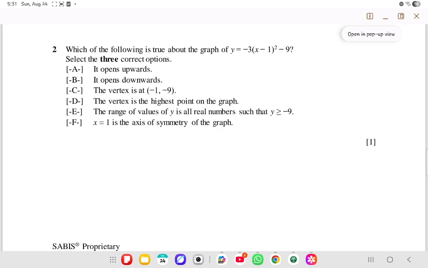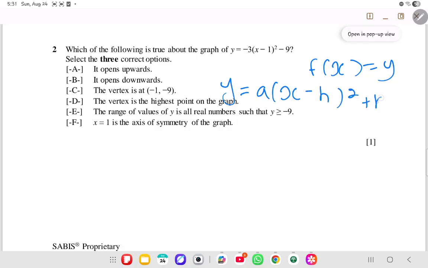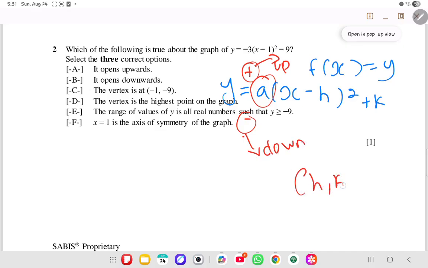f(x) or y, same thing, f(x) is equal to y. So for example, y is equal to a(x minus h) squared plus k. What do we need to know? a, if it's positive, then that means what? It opens upwards. If it's negative, then it opens what? It opens downwards. h, k, they are what? They are the vertex. So these are the important things you need to know first.